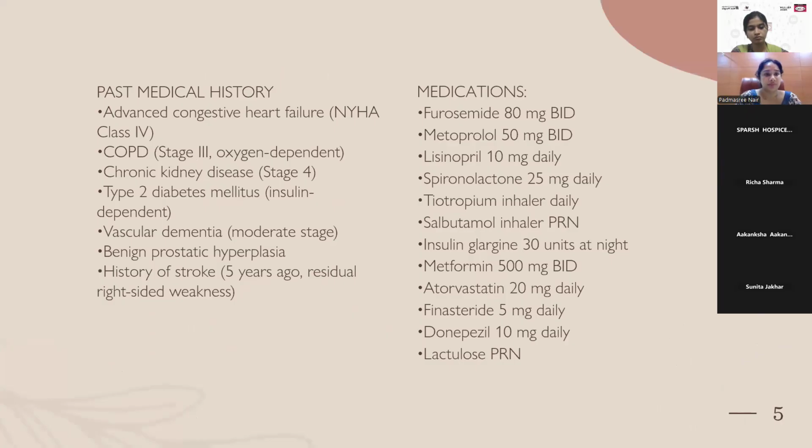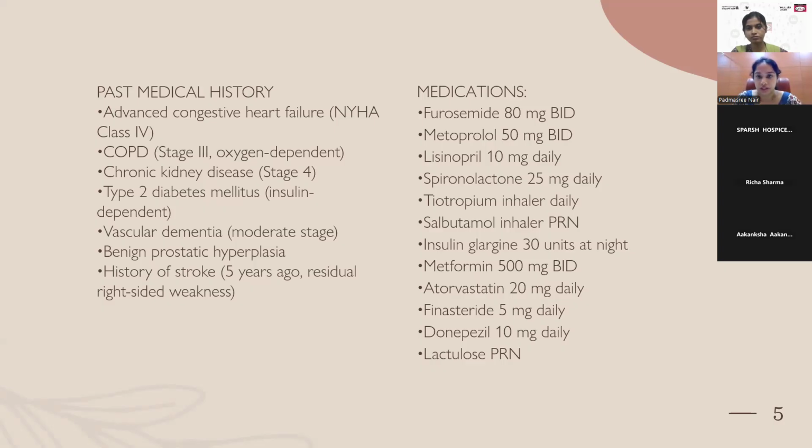Now, coming to the past medical history, he has already been diagnosed with advanced congestive heart failure. He has COPD. He has chronic kidney disease. He has type 2 diabetes. He has vascular dementia, BPH, that is benign prostatic hyperplasia, and a history of stroke about 5 years ago.